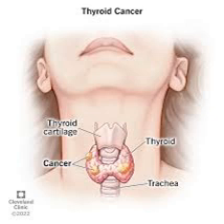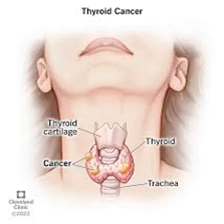Medullary thyroid cancer (MTC) accounts for about 3 to 5% of thyroid cancers. It arises from parafollicular cells, C cells that produce calcitonin. MTC can be sporadic or hereditary, with the latter often associated with multiple endocrine neoplasia (MEN) syndromes.